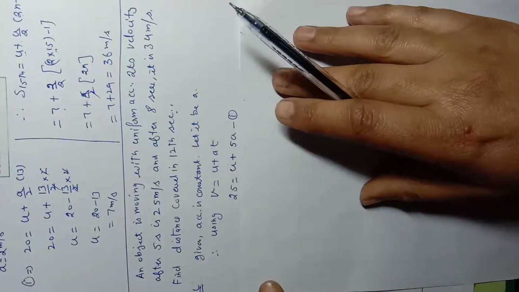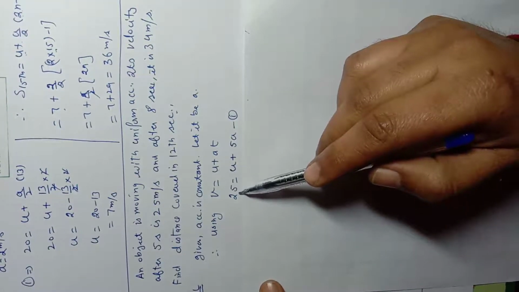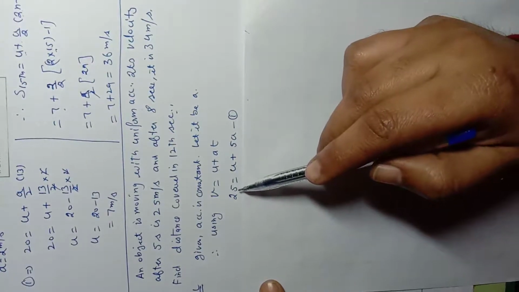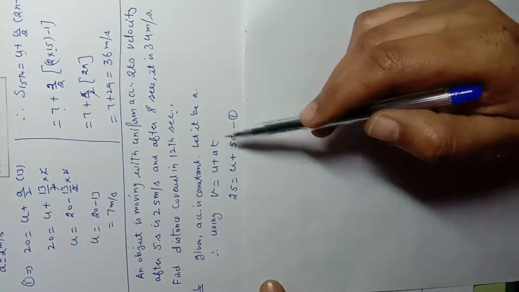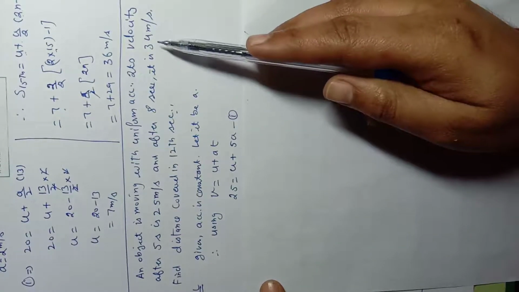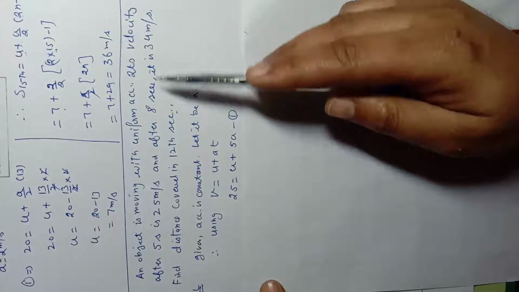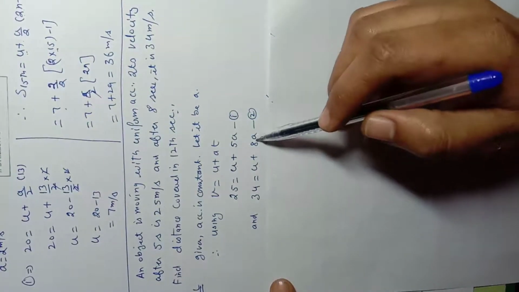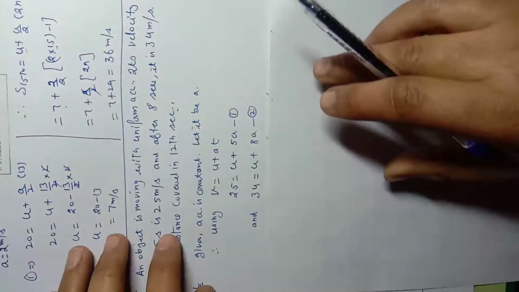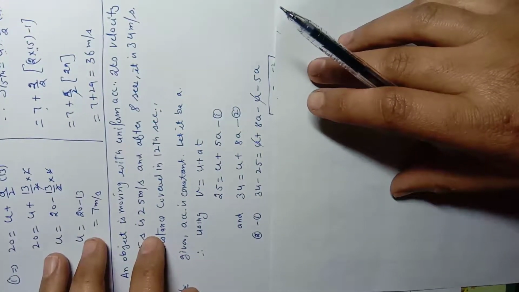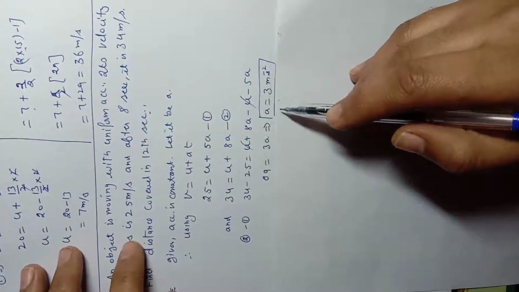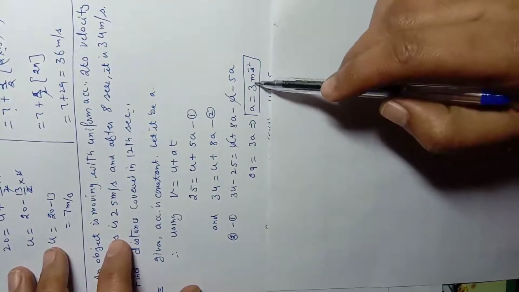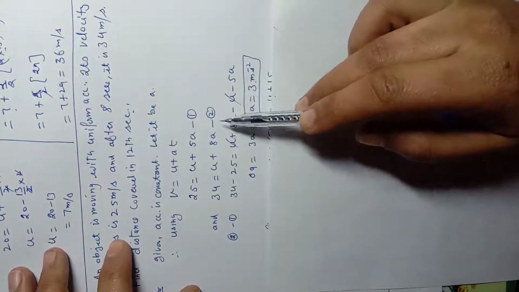So according to the first condition, velocity is 25, initial velocity is u, and time is 5, so the first equation is 25 equal to u plus 5a. Now apply the second condition, in which final velocity is 34 meter per second and time taken is 8 seconds. So we have the equation 34 equal to u plus 8a. Now if we subtract the first equation from the second, we get the value of the acceleration, which is 3 meter per second square.